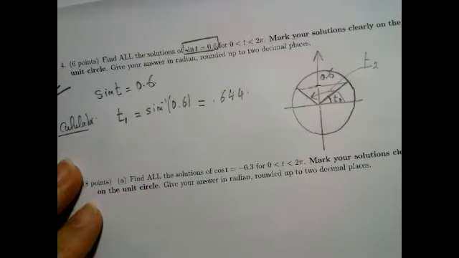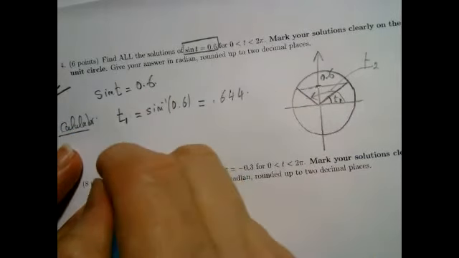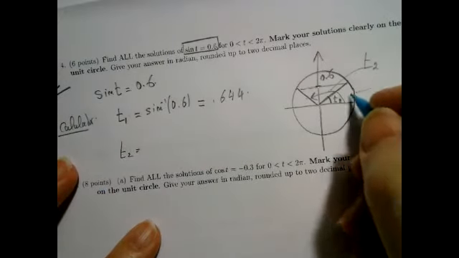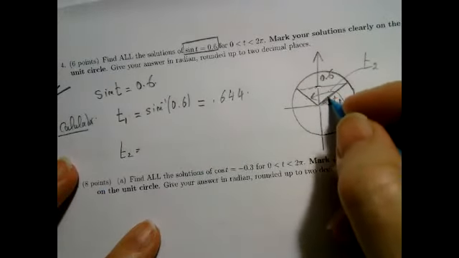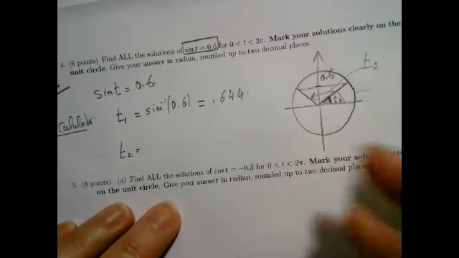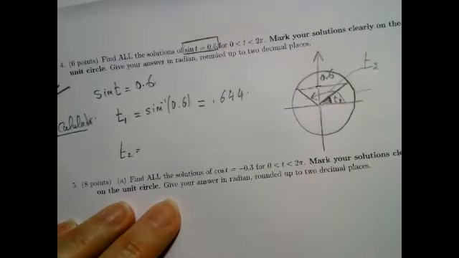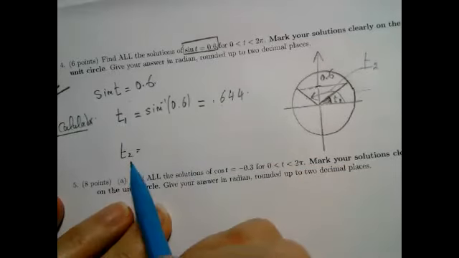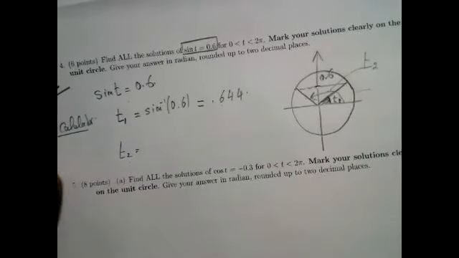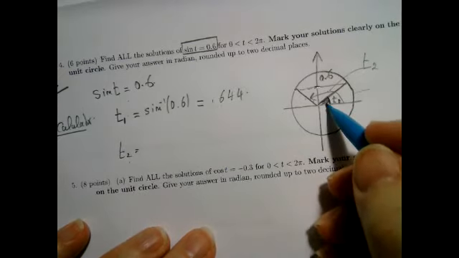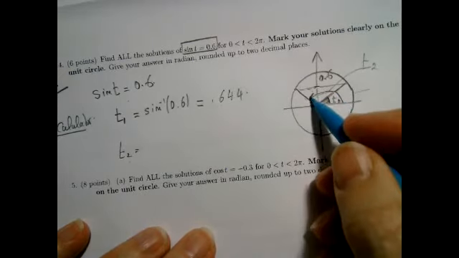How can I find the second one? T1 is the one I pick up from the calculator. The calculator tells me that if you take an angle of 0.64 radians, which is almost 35 degrees, the sine of this angle is 0.6. How can I get the other one quickly? You have to use the unit circle. How can I get T2?